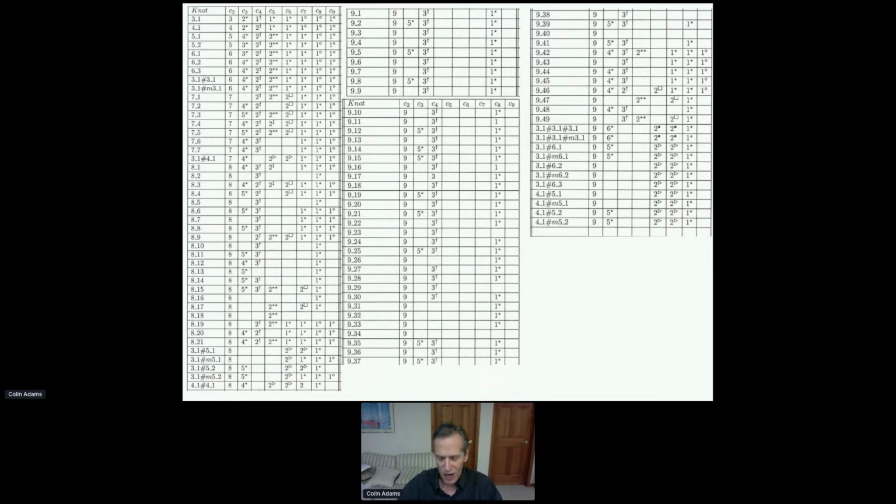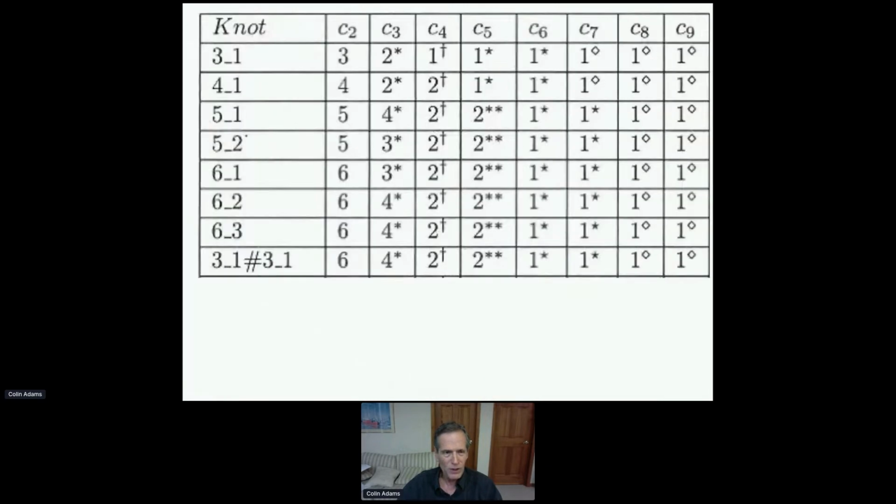I'm just going to look at the top part of this table a little bit closer. So here are the first 8 knots. And I just want to point out, you might hope that the spectrum of values would completely determine your knot, but it does not. As you see, the last 3 knots in the table all have the same sequence of multi-crossing numbers.